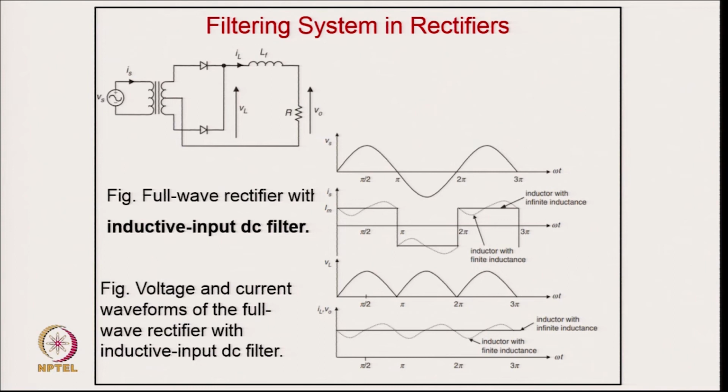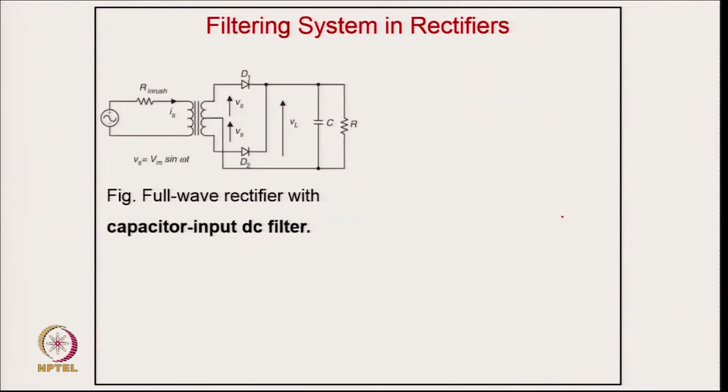Also, taking a simple case, if you are using a full wave rectifier with, let us say, an inductive filter, with an ideally infinite inductor you will get a square wave current and the corresponding voltage. But if the inductor is not so high, you will certainly get some ripple in the load current, and there is quite a substantial total harmonic distortion in the current drawn from the supply.